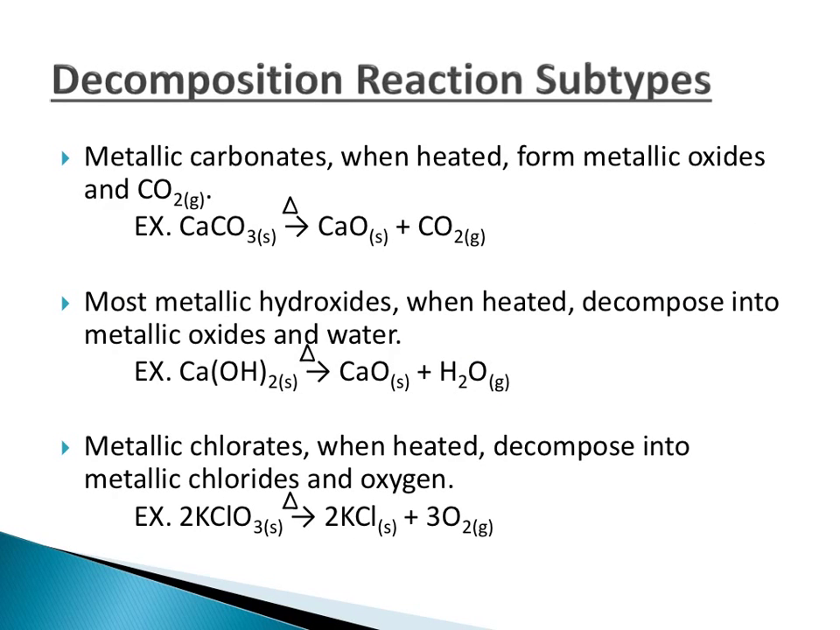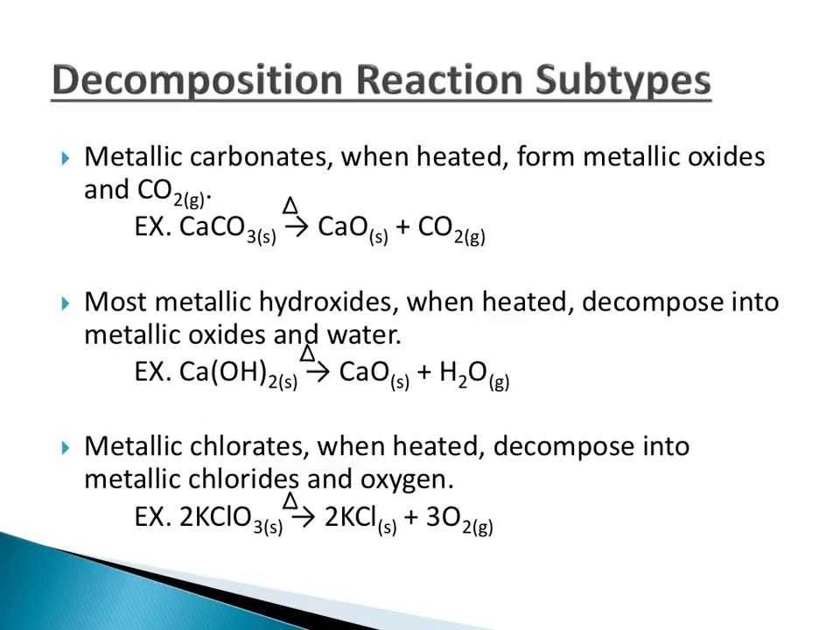Again, on your graphic organizer now, looking at the different subtypes of decomposition reactions. Again, hopefully you can make some connections to the fact that these are the reverse of synthesis reactions. And so the first type, the carbonates, when they break down, one of the products they will produce is carbon dioxide. And hopefully that helps you with remembering that. The other thing that's produced is the metallic oxide.